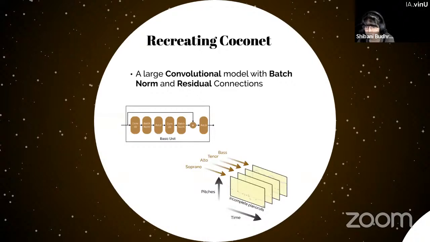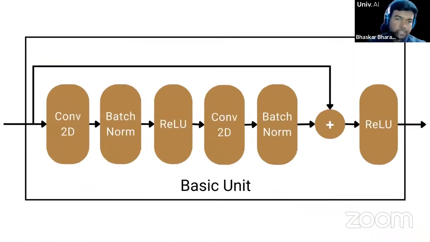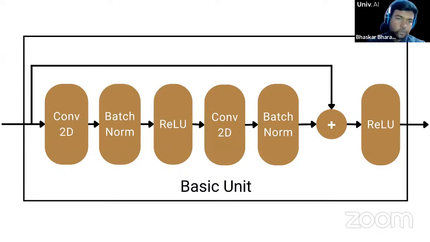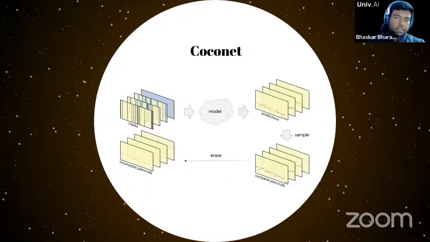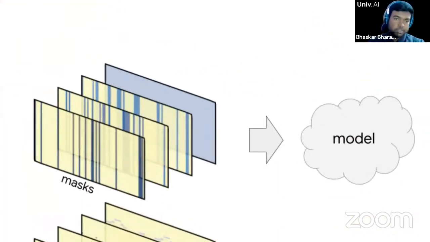Let me walk you through our model now. The basic unit of our model is a fairly straightforward convolutional neural network with batch normalization and residual connections. We repeat these basic units a number of times, followed by a dense layer at the end. For training, we treated the music for each voice as represented in piano roll, which is nothing but a two-dimensional array with discretized time and pitches. We stacked these different voices as a convolutional feature map, wherein the voices indicate different channels. Next, we added one additional channel per voice called mask, which indicates whether the pitch for that voice is known or unknown at that point in time.